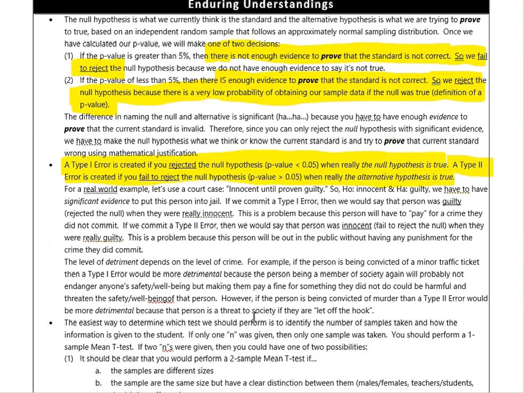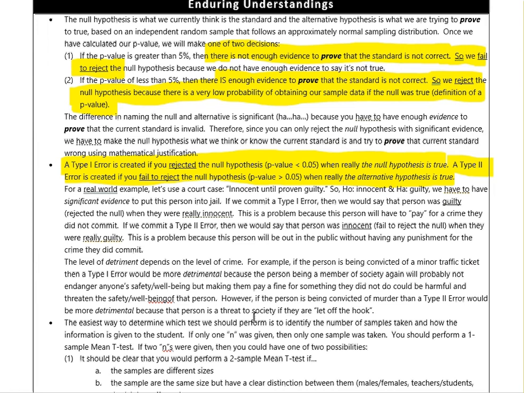Okay, a real world example: we used the example of jail and being innocent. So if we rejected the null when they were really innocent, that would be a type 1 error. And then a type 2 error would be the opposite: if we failed to reject, meaning the person was guilty, but they were actually walking free.